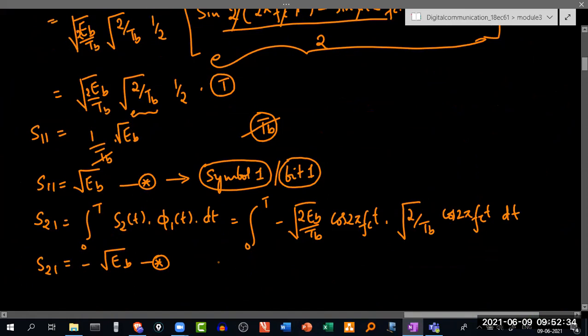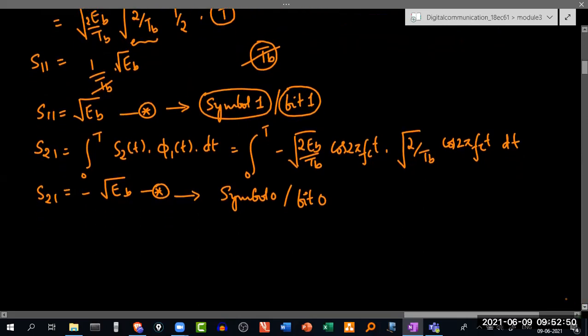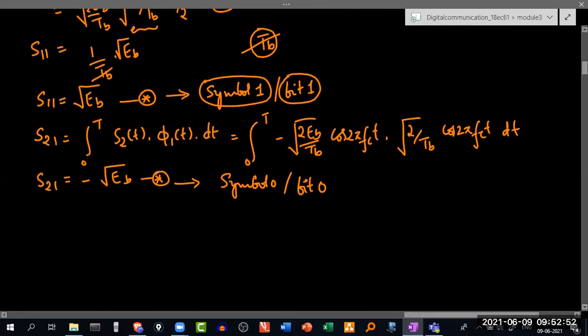In a similar way, this coefficient value S21 is representing symbol 0, or bit 0. Now let me plot these 2 points on the constellation diagram.